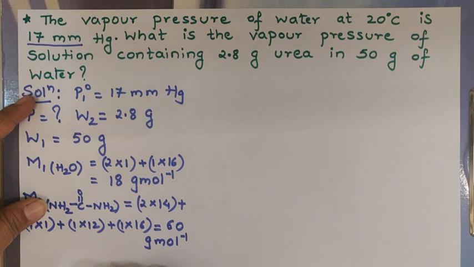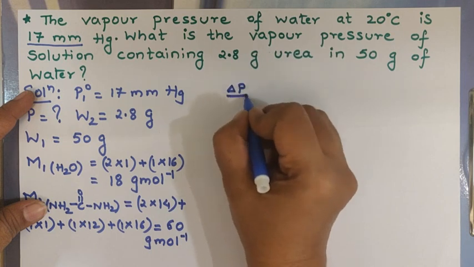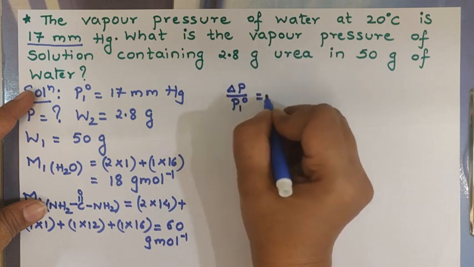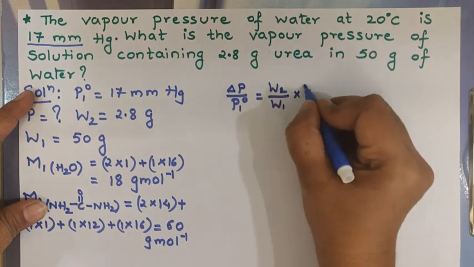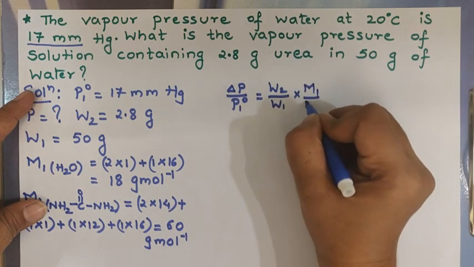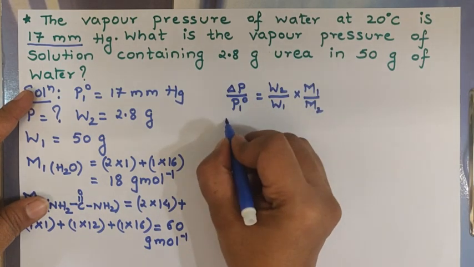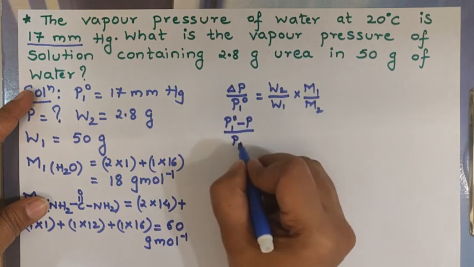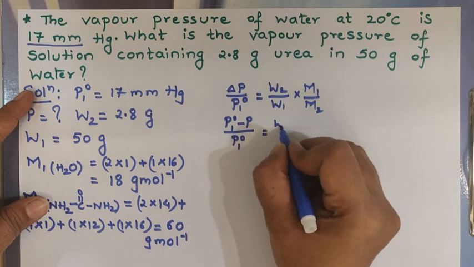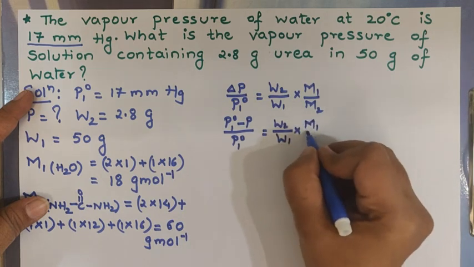Fine. Now let's go on to the formula. Now what's the formula? The formula is delta P upon P1 naught equals W2 upon W1 into M1 upon M2. Fine. Now this delta P is also written as P1 naught minus P upon P1 naught. So the rest of the things are the same, W2 by W1 into M1 upon M2.